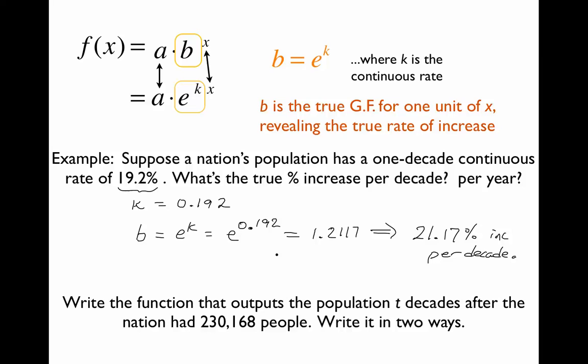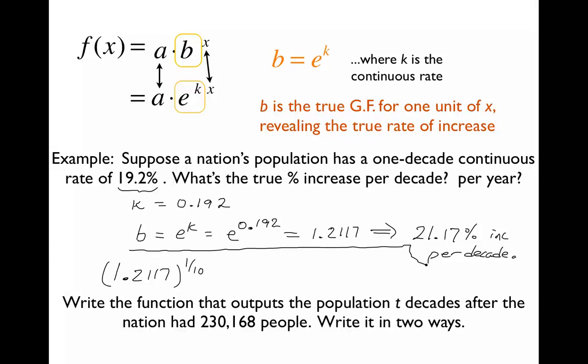I did 1.2117 to the 1/10th, which gave you, what does that mean? What does that number mean? That's the 1 year. 1 year growth factor. And what'd you get for that? 1.01939. Okay. And the percent would be 1.94.